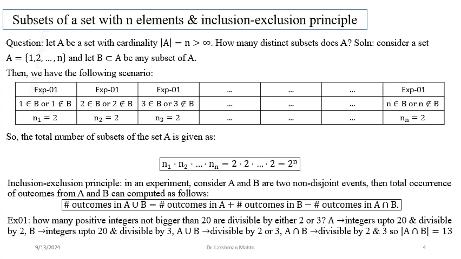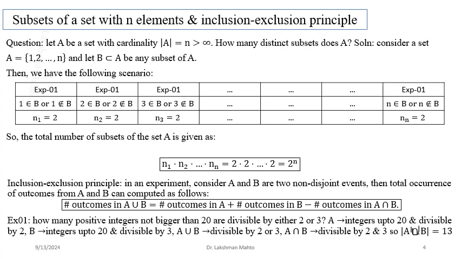And A intersection B is integers up to 20 divisible by 2 and 3. Okay, so what is the count of A union B? Wrongly I have written intersection. You can count all the possible ones. The final answer is 13. You can verify that. It would be union, sorry.